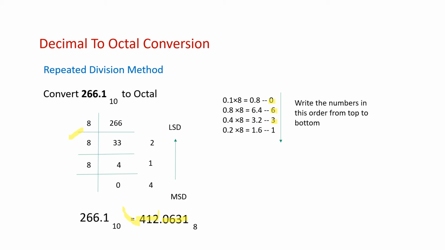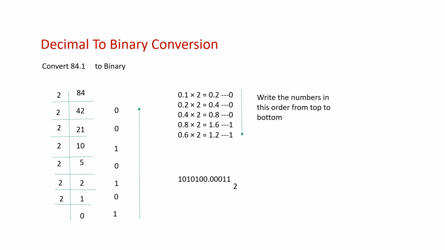0.1 becomes here 0.6314 in octal. So we can say that 266.1 in decimal is the same as 412.06318 in octal. And to do the conversion from decimal to binary, it's again the same method.